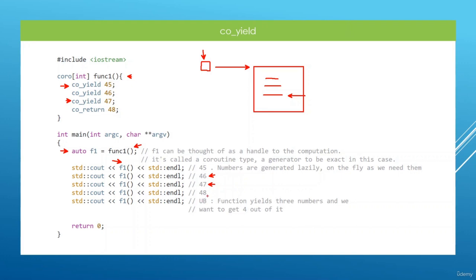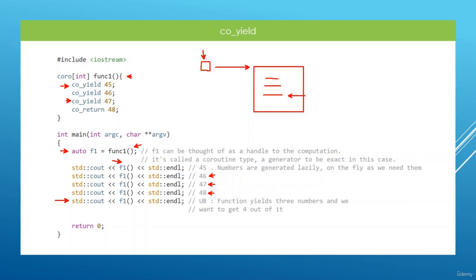So by the point we print 48 here, we have really ended our coroutine, and we have no business calling it again. If we do that, we will get undefined behavior. You should be aware of this. So again, calling f1 is going to resume execution.